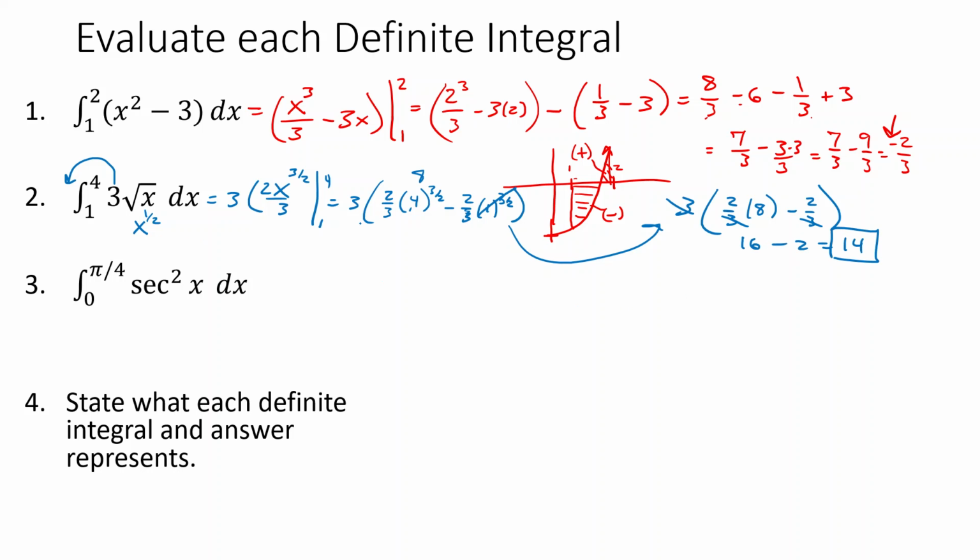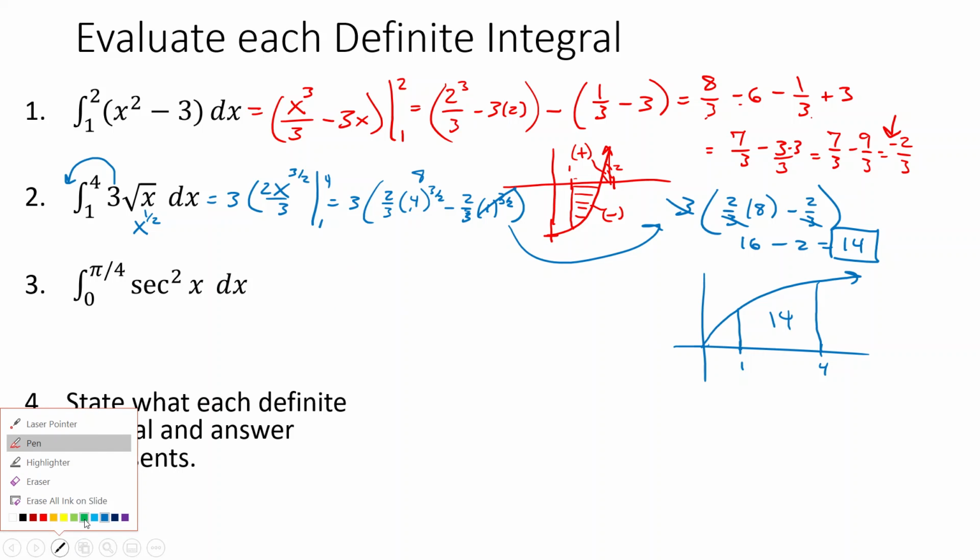So the area under that curve, which would look something like this maybe, so it's a square root graph with an extra factor of 3. We're going from 1 to 4, so it would be this area here is what's being represented, and we're saying this area here is 14. That is what that integral represents.